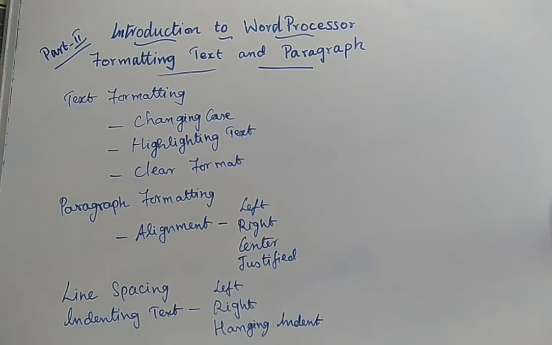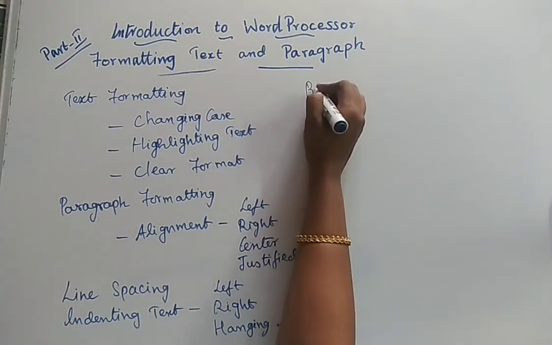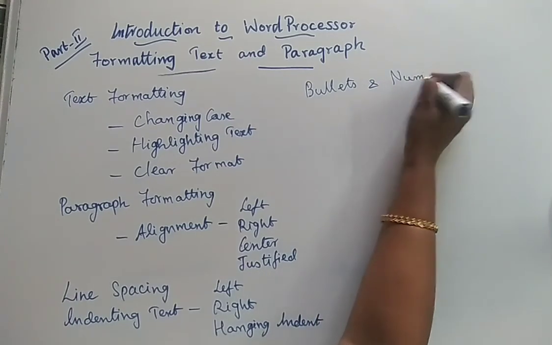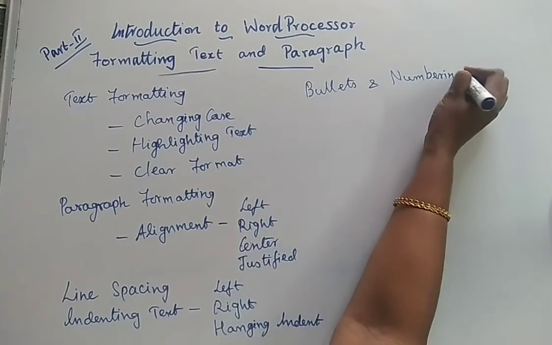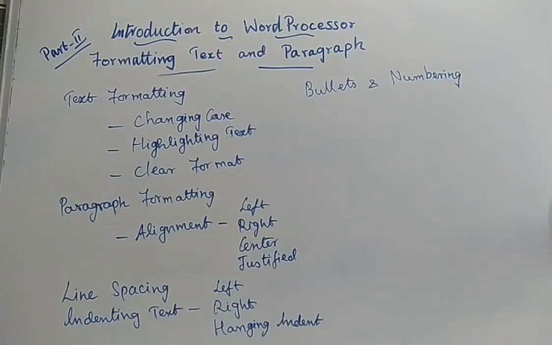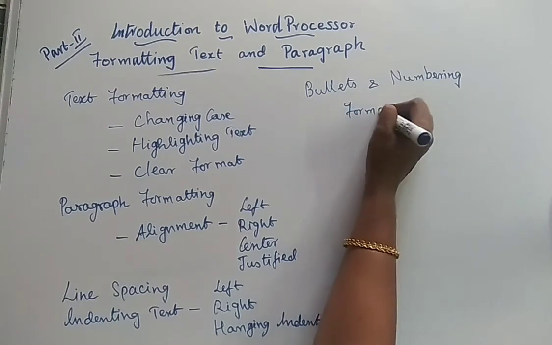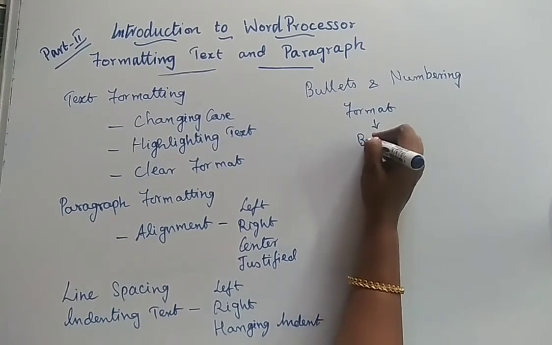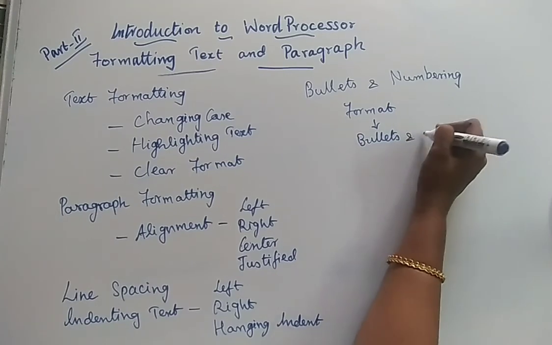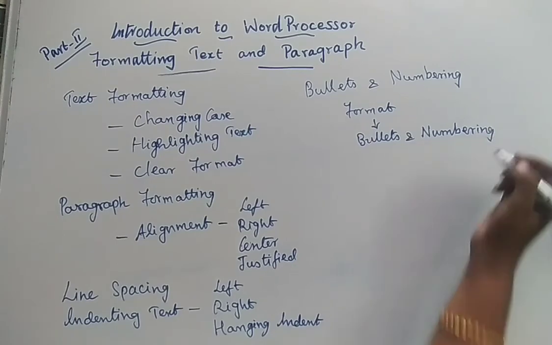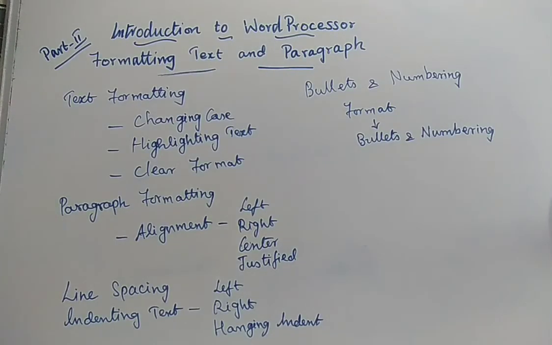Next topic we discussed is bullets and numbering. For that, you have to click format, then bullets and numbering. A dialog box will be displayed for you. In that, select whatever you are willing to select. Styles will also be displayed, and you can select that style also.